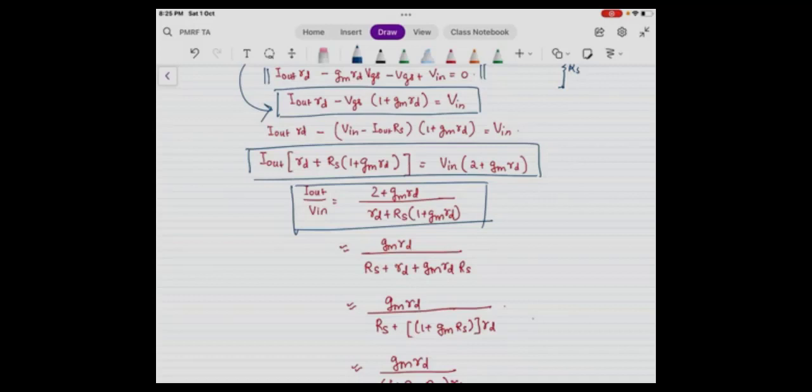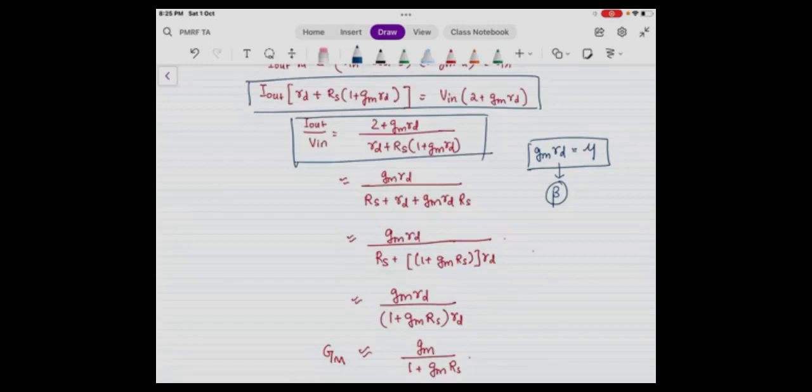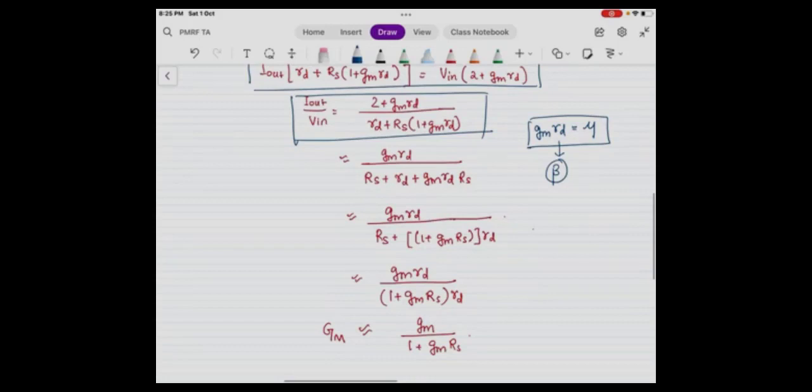2 plus GMRD can be written as GMRD because GMRD is a very high value, and GMRD is nothing but the current gain, which is also denoted as mu. The analogous thing is beta in BJT. Here I have just written the approximate value of GMRD by RS plus RD plus GMRD RS. I have opened the bracket, and now I am taking RD common here. Why do we do this? So as to arrive at a point where we can say that the resistor present in the source of the MOSFET has actually degenerated the MOSFET. So this is called source degeneration.